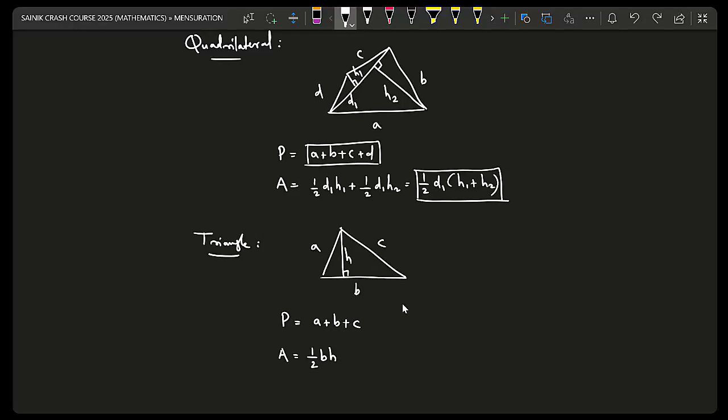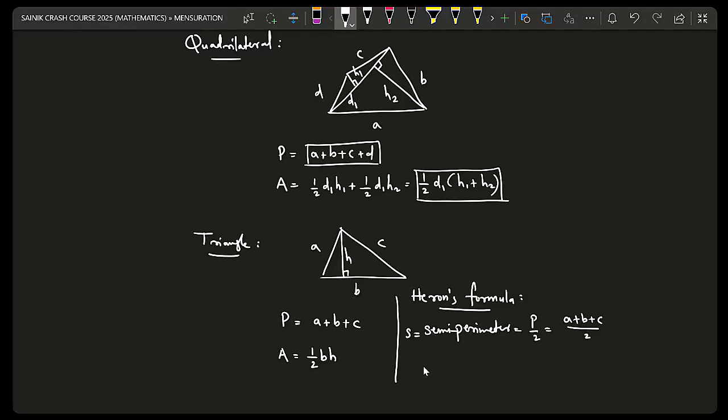And we have one more formula to calculate the area of the triangle, that is called Heron's formula. In Heron's formula, if you want to find the area of the triangle, first you should find the semi-perimeter. Semi-perimeter means half of the perimeter. The perimeter we already know is A plus B plus C, and half of that we call S. So S means semi-perimeter. Its value is A plus B plus C by 2.